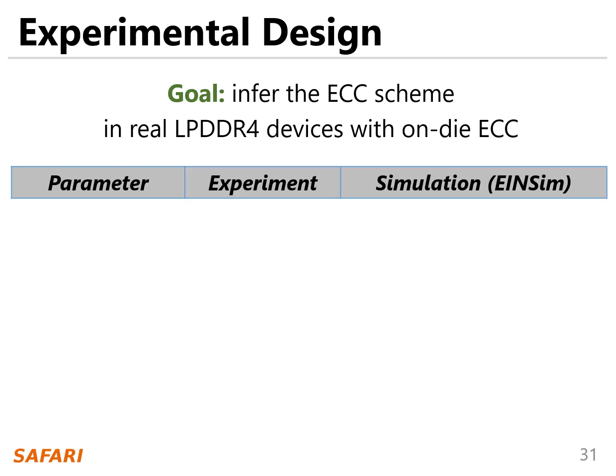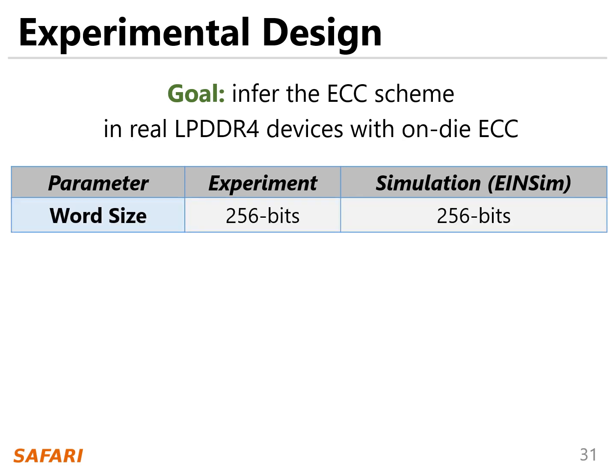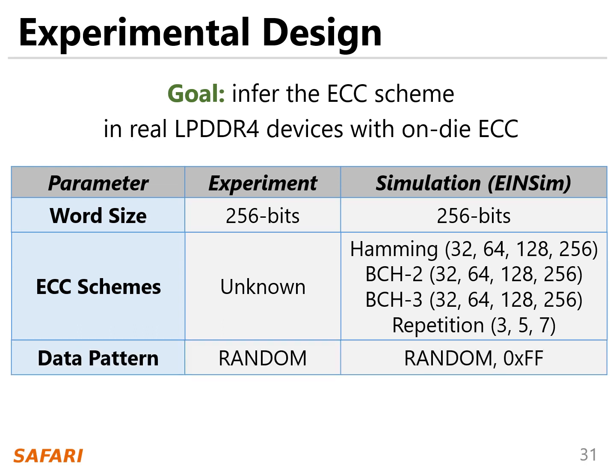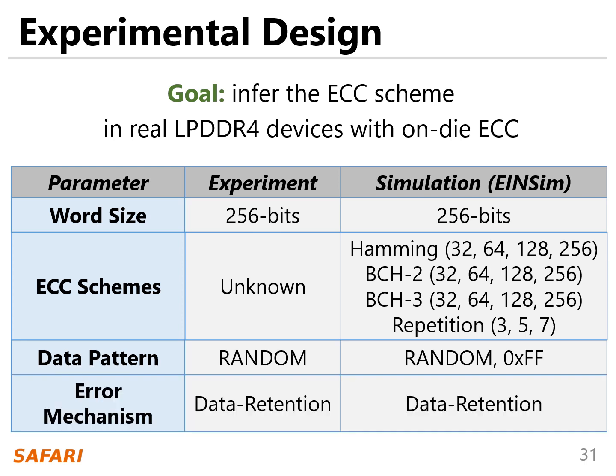And so here I'm going to provide a table of different parameters for experimentation and what their values are in experiment and simulation. The first parameter is word size, and for both experiment and simulation we assume 256-bit words. In terms of ECC schemes, in experimentation the ECC scheme is unknown. In terms of simulation, we simulate several commonly used ECC codes, for example Hamming codes, BCH double error correction codes, BCH triple error correction codes, and repetition codes, and in parentheses we show the data word lengths. In terms of data pattern, for both experiment and simulation, we experiment and simulate with the random data pattern, and in terms of simulation, we also simulate the all ones data pattern. And finally, the error mechanism in both cases is data retention errors.